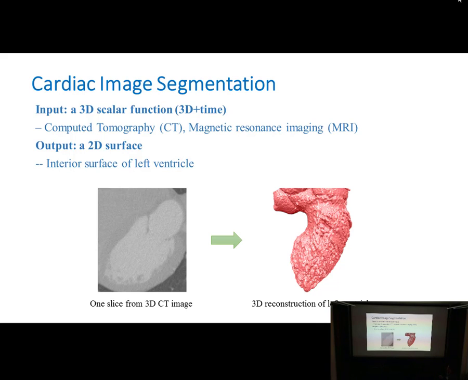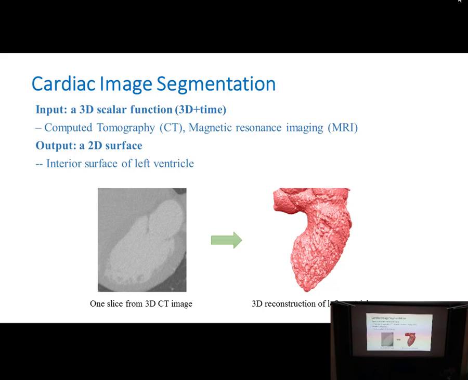The image can come from CT, MRI, and sometimes even ultrasound. In particular, we are more focused on CT images, which have higher resolution, so you can see a lot of details inside. And this is actually the left ventricle of the heart, and this is the left atrium.